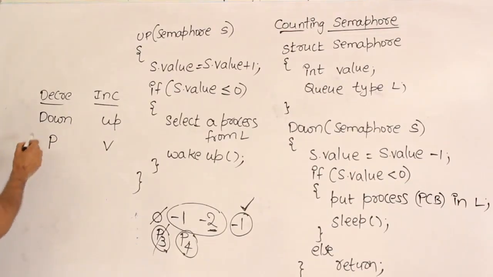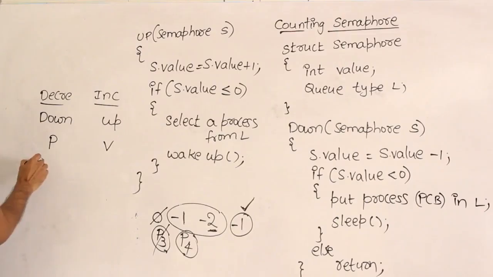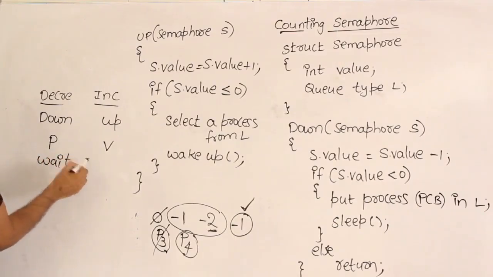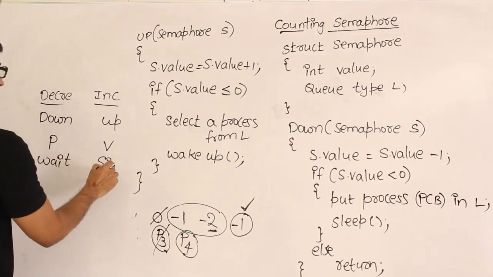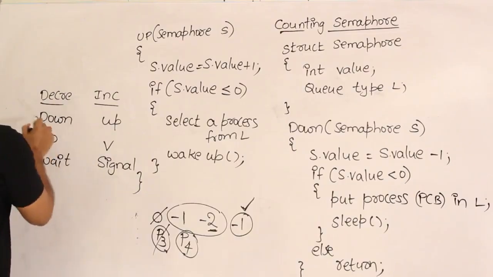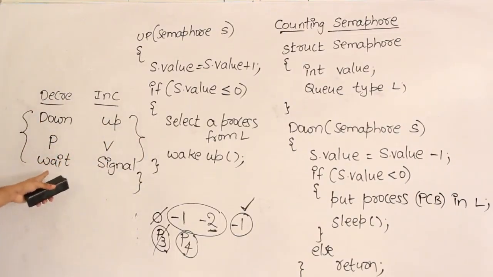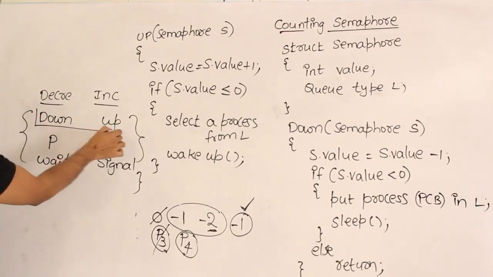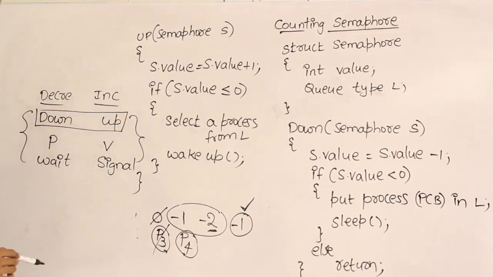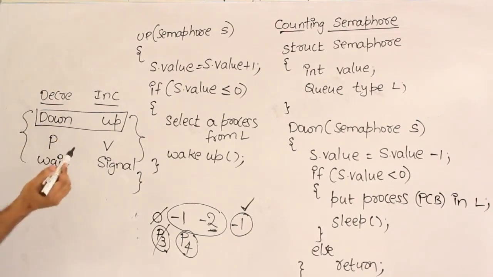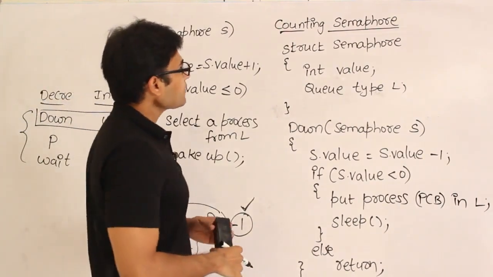And some people will say wait for decrementing, and for incrementing they will say signal. Anyway, whatever they are using, these are the standard terminology: down, up, PV, wait, signal. Here I am using down and up. Anyway, in the exam they will clearly say what they mean by these symbols. Okay, let's see this. Now watch this one.